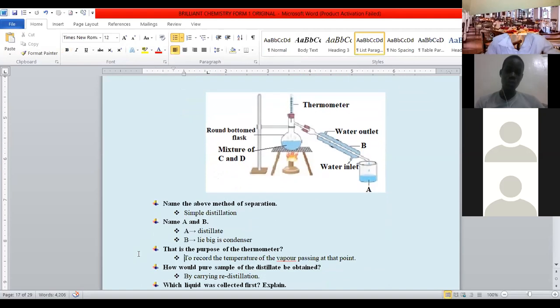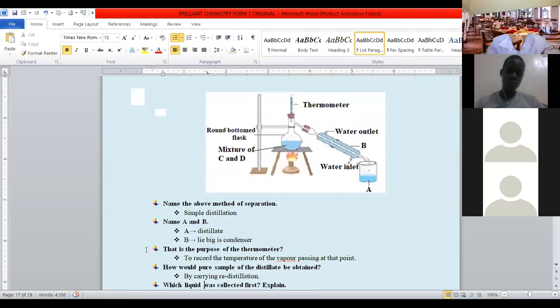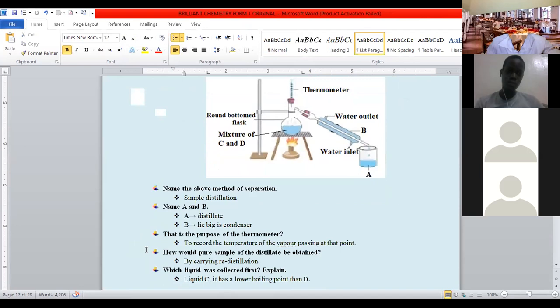What is the purpose of the thermometer? This thermometer. Record the temperature. Yes, it is used to record the temperature. How would a pure sample of the distillate be obtained? How can you obtain the pure ones? Now you will carry out what is called redistillation. You will redistill the mixture. After obtaining this distillate, you redistill it again for you to get the pure one.